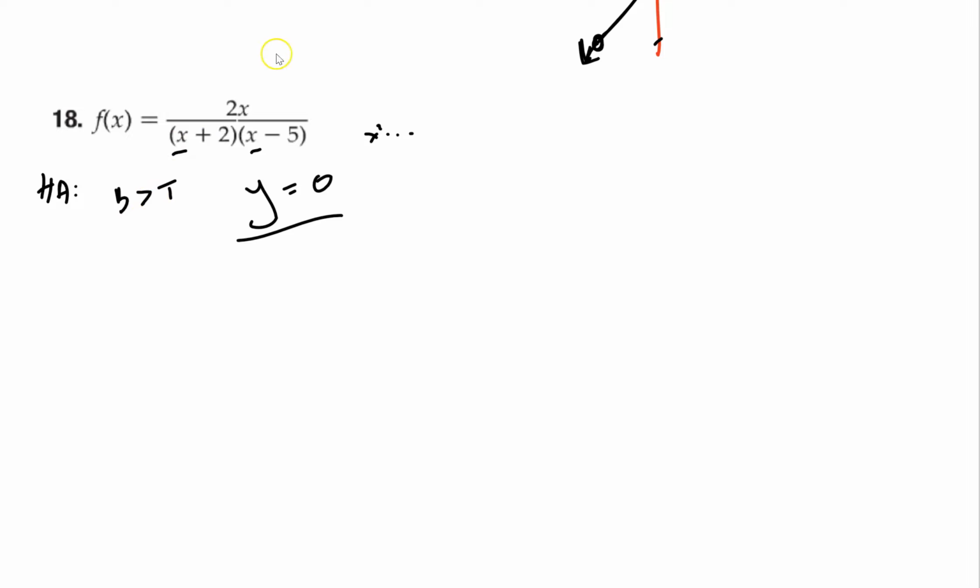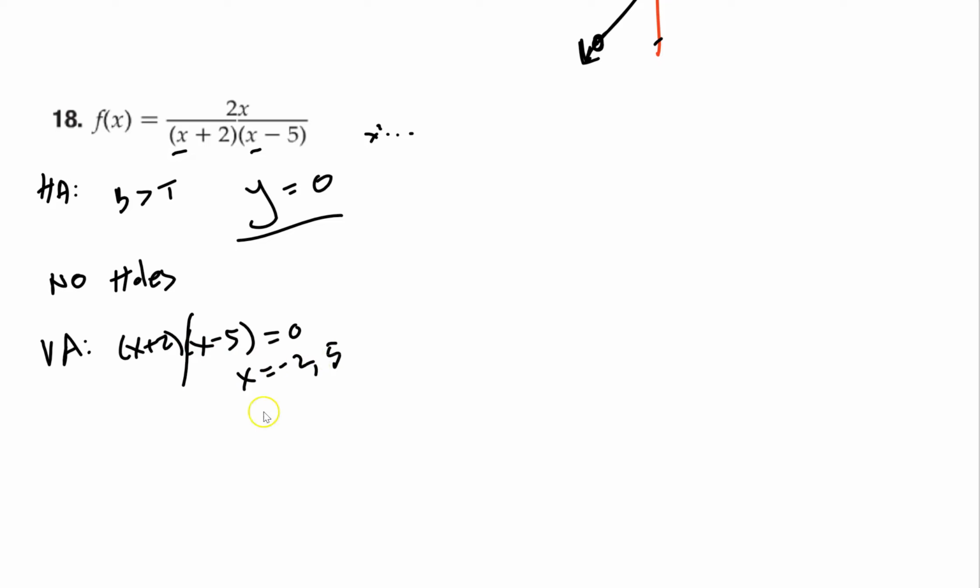Any holes with cancellation? Nothing cancels, so no holes. Vertical asymptote. Remember, so the denominator equals 0. Now this one has 2 of them. So we have x equals -2 and x equals 5. So 2 vertical asymptotes.